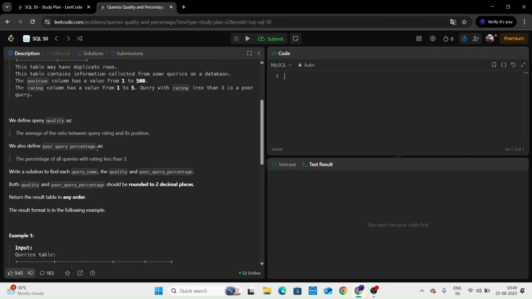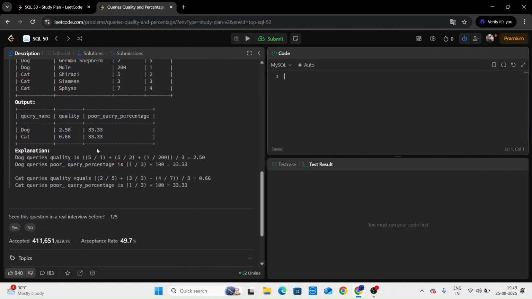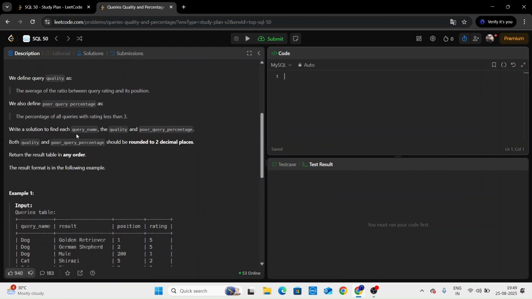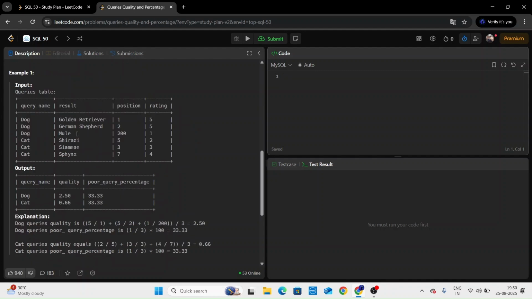Okay, let's see. We also define poor query percentage as the percentage of all queries with rating less than 3. Write a solution to find each query name, the quality, and the poor query percentage.